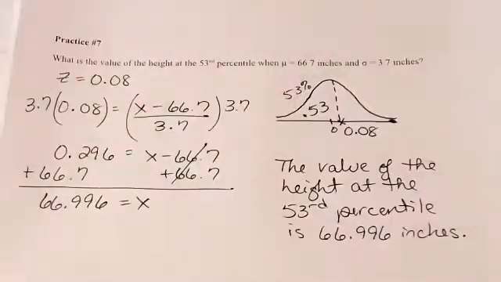Using your z-score of 0.08, you plug that into your formula, you solve for x, and you find your raw data value is 66.996 inches, because we're talking about heights here, and we were actually given units this time. So the value of the height at the 53rd percentile is 66.996 inches. Very nice. That's fantastic.